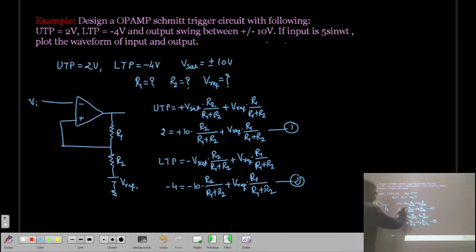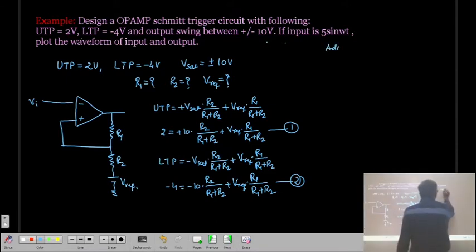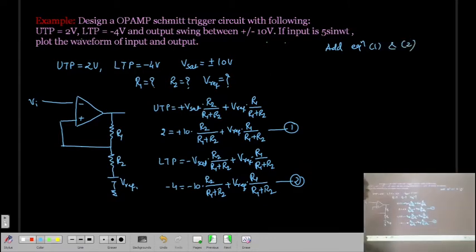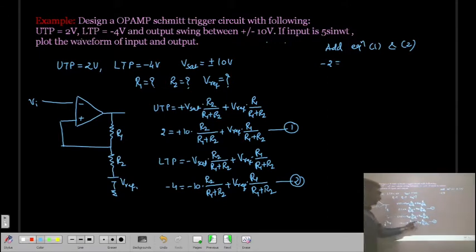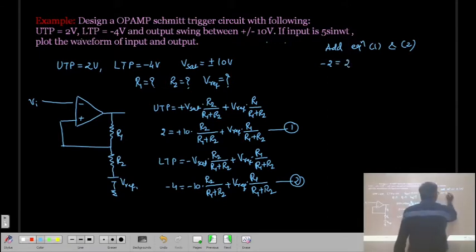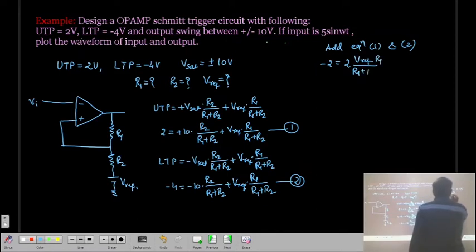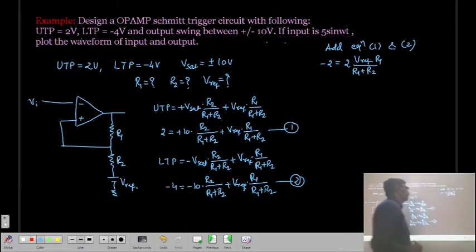So, now if you take the addition, remember, add the equation 1 and 2, what will you get? The 2 and minus 4, so you will get a minus 2, that will be equal to, here we have plus 10 and minus 10, so this term will be cancelled out, but this term will be there, and it will be 2 V reference into R1 divided by R1 plus R2. Correct?